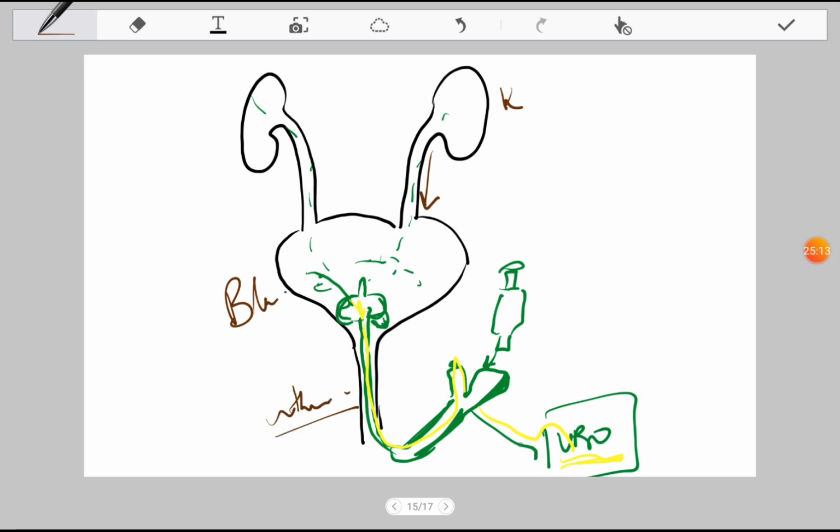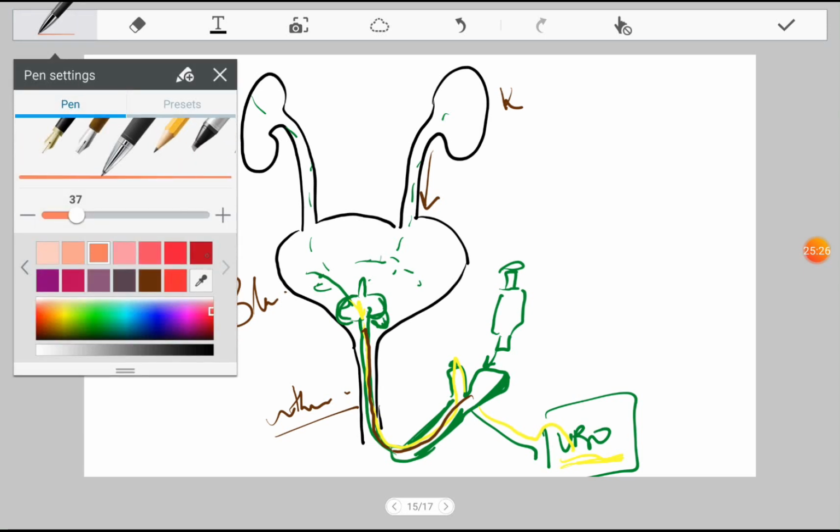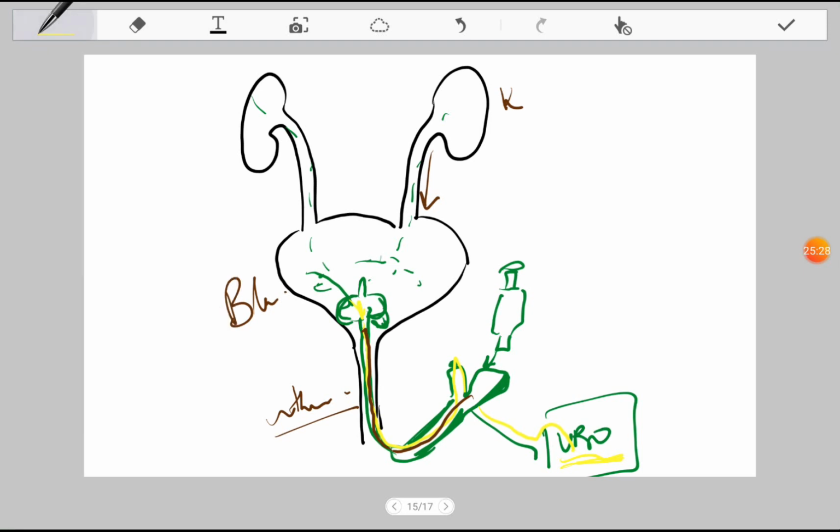What happens is the Foley's catheter or any catheter is passed through the urethra into the bladder, like we talked about in the definition. And from here, let's take some yellow color, when the urine is filled in the bladder, it passes through the pipe into the collecting bag, which is the Euro bag or whatever, according to hospital policy.